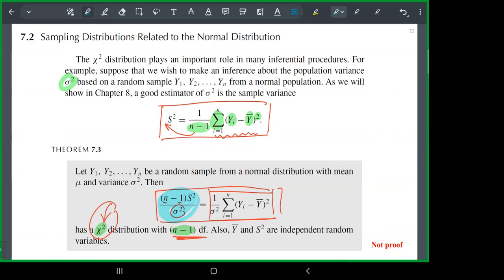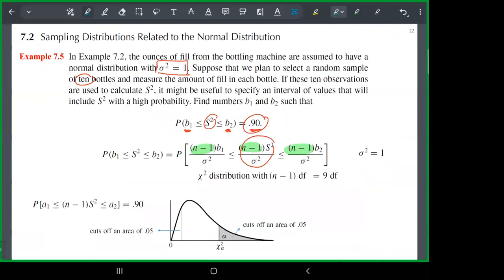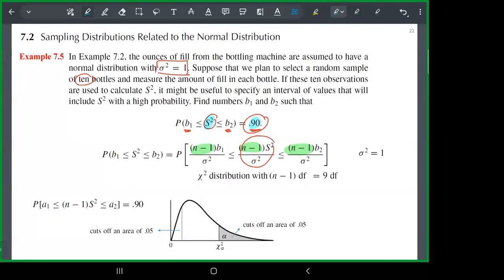With me, guys? All right, so you already got the S square here. That's what you set up for. You want the S square to be within two numbers that you want to figure out, but those two numbers give you a probability of 0.9. What are the two numbers? You don't know for sure how S squared is going to be distributed, but you know what happens with (n minus 1) S squared over sigma squared.